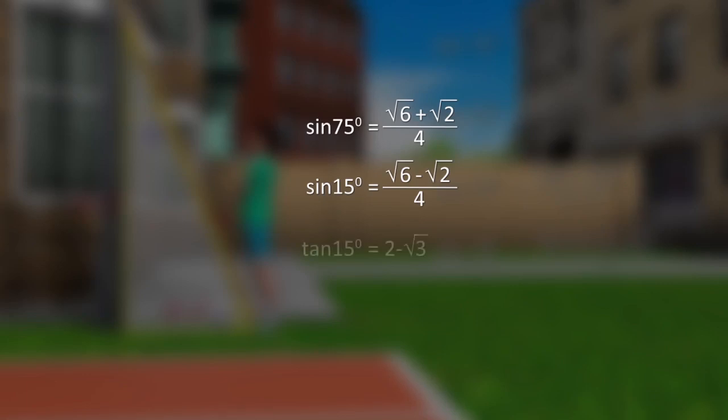Summary. Sine 75 degrees is equal to root 6 plus root 2 by 4. Sine 15 degrees is equal to root 6 minus root 2 by 4. Tan 15 degrees is equal to 2 minus root 3. Tan 75 degrees is equal to 2 plus root 3.